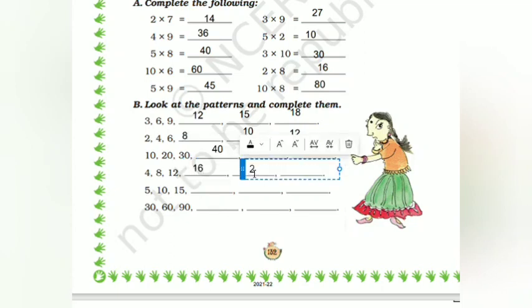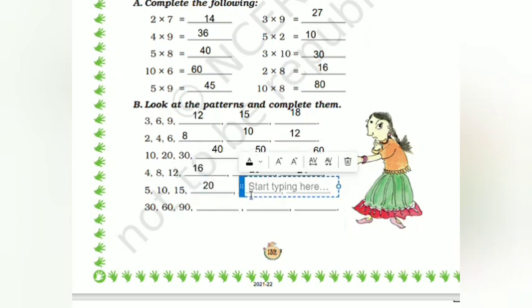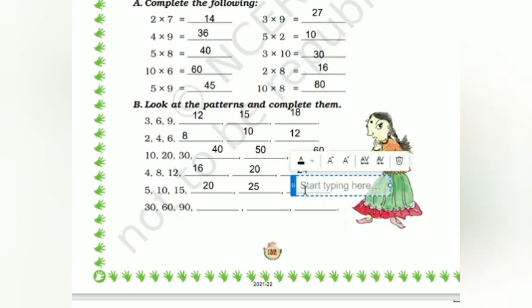Then multiplication 4. 1 times 4, 4. 2 times 4, 8. 3 times 4, 12. 4 times 4, 16. 5 times 4, 20. 6 times 4, 24. Multiplication 5. 1 times 5, 5. 2 times 5, 10. 3 times 5, 15. 4 times 5, 20. 5 times 5, 25. 6 times 5 means 30.